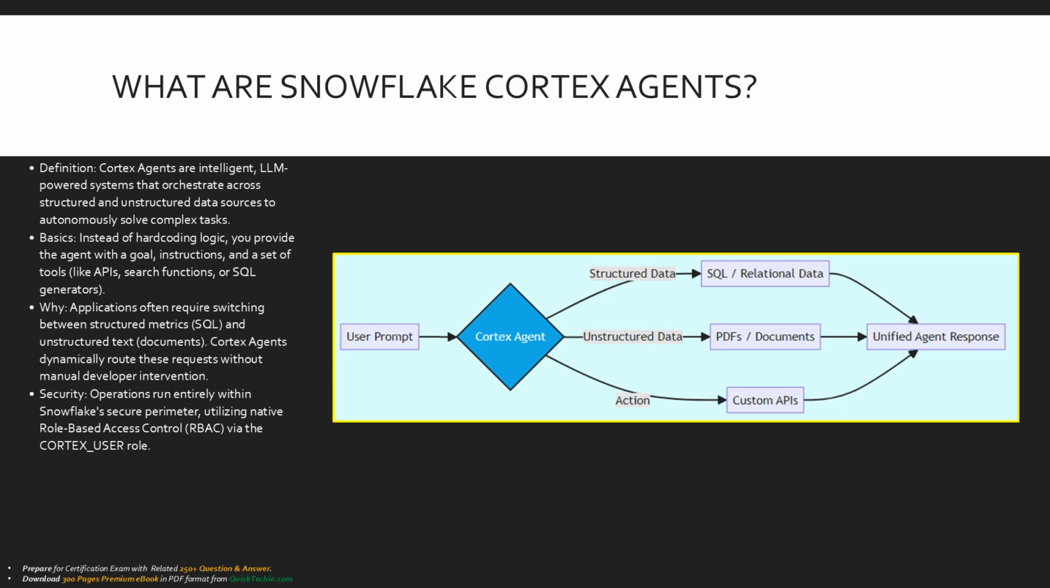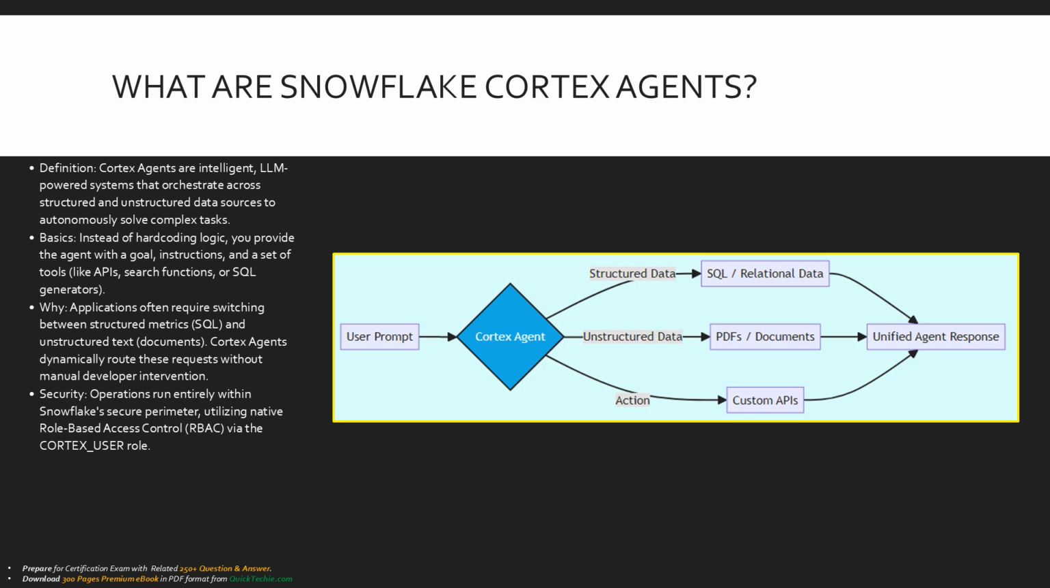Let's define Cortex Agents. In traditional application development, if a user asks a complex question, developers must write rigid, hard-coded logic to fetch data, format it, and return a response. Cortex agents fundamentally shift this paradigm. An agent is an autonomous, LLM-powered orchestrator. You provide it with a high-level goal, behavioral instructions, and a toolbox. When a user submits a prompt, the agent autonomously decides how to answer it.